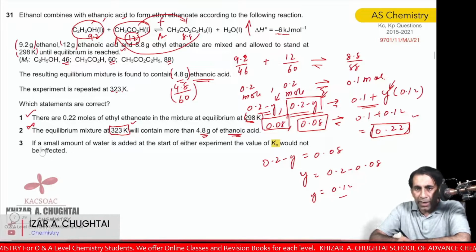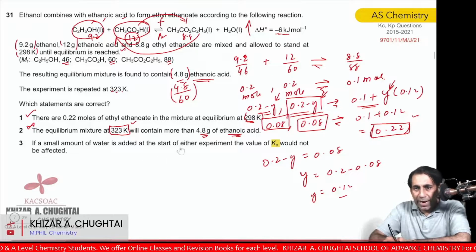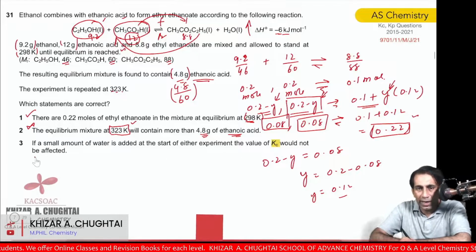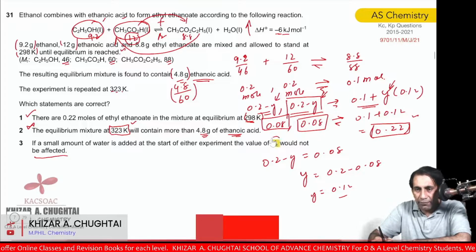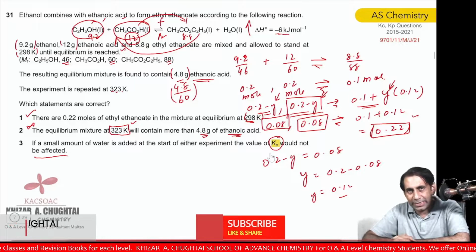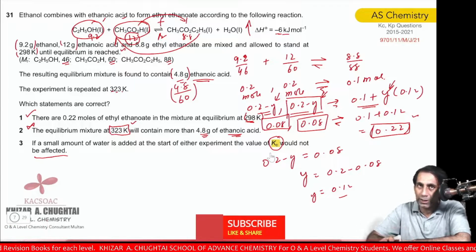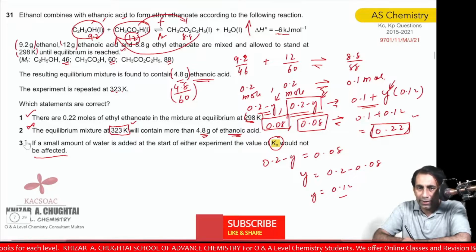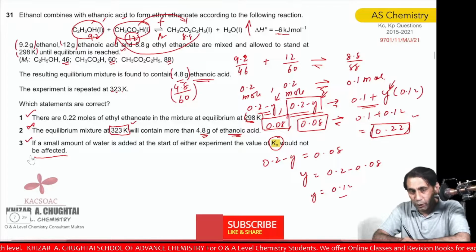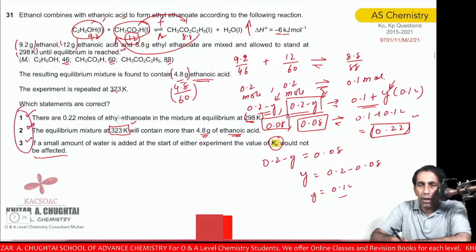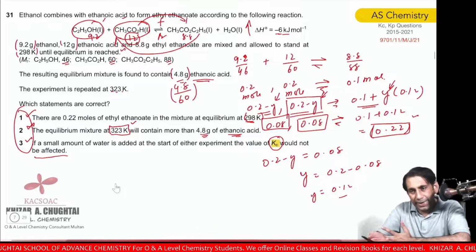is 323 Kelvin. If a small amount of water is added at the start of either experiment, the value of Kc would not be affected. Yes, it is true. The value of Kc is affected only by changing the temperature. So once again, this third one is also the correct one. And 1, 2, 3, all are the correct options.